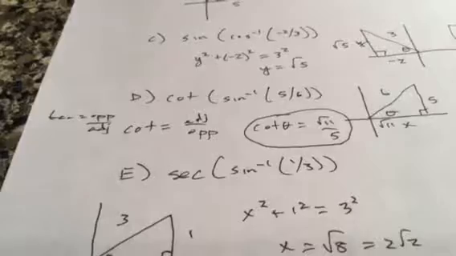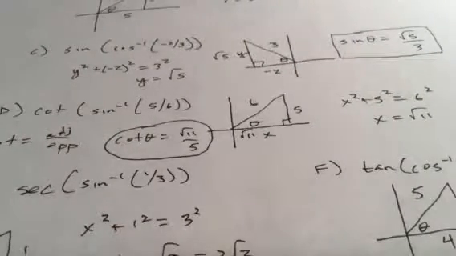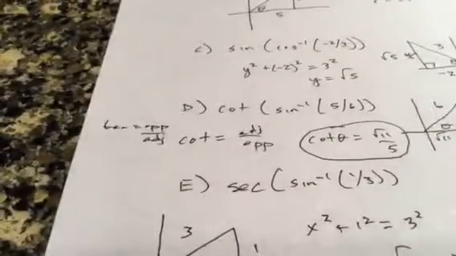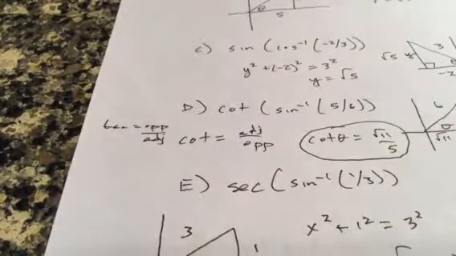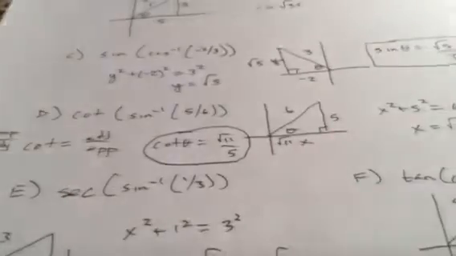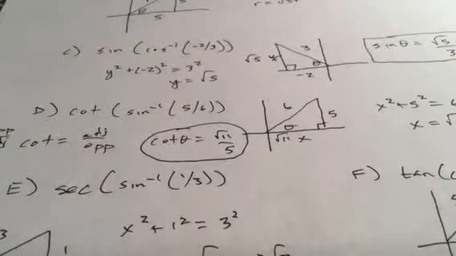On D, sine inverse of 5 over 6, first quadrant. Pythagorean theorem gives you an adjacent of √11. If tangent is opposite over adjacent, cotangent is adjacent over opposite. Well, the adjacent is √11, the opposite is 5, so √11 over 5.